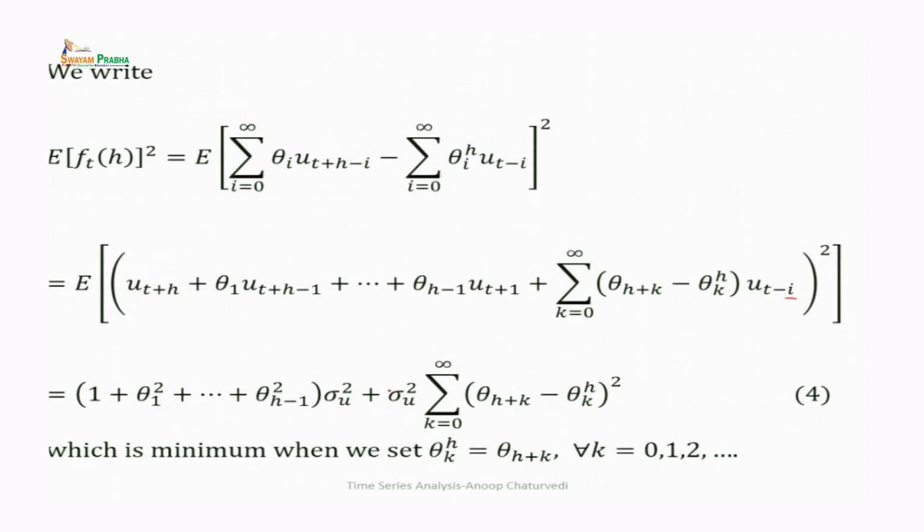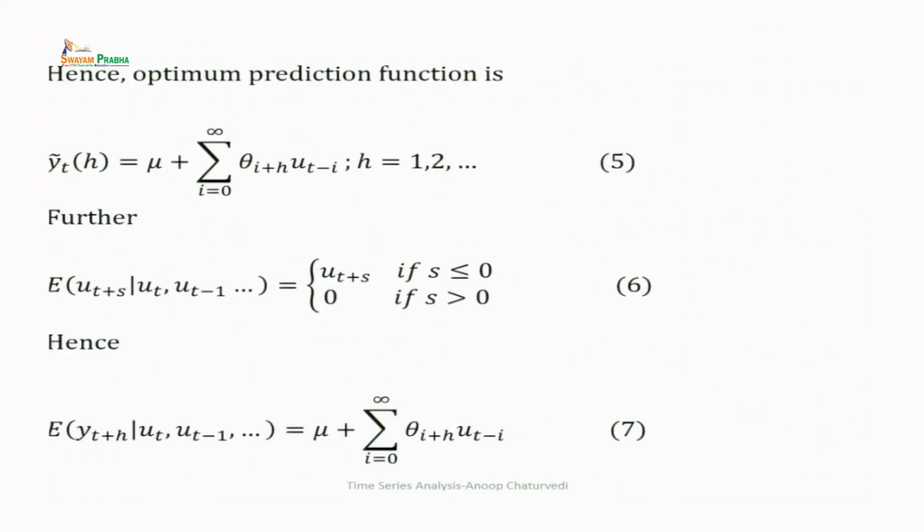Now, you do not have to bother about the first term, because it does not contain theta k h, and the second term is minimum when theta k h is equal to theta h plus k for all k equal to 0, 1, and so on. So, the optimum prediction function is now this. You just substitute the values of theta i h here. So, you get this optimum prediction function for h step ahead forecast.